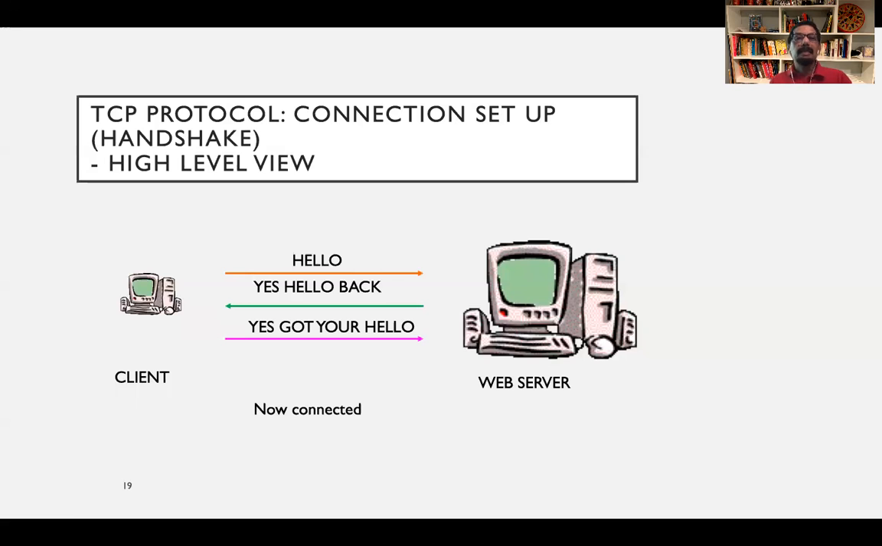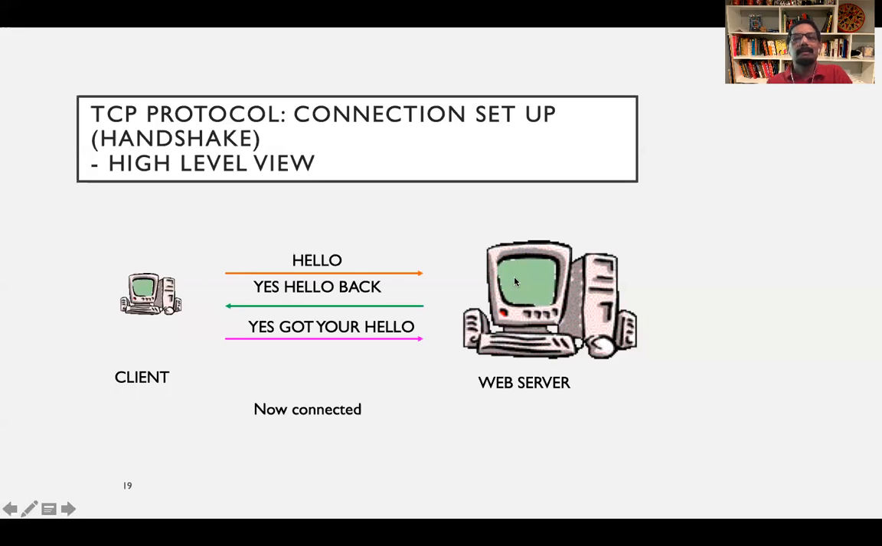TCP, transmission control protocol, has what is called, before you even send a message, a handshake or connection setup. I'm giving a very high level view. The client, that means me, wants to request something. I send a hello message first. Of course, you and I don't see it because it goes underneath. That's why I call it what is going on under the surface of the internet.